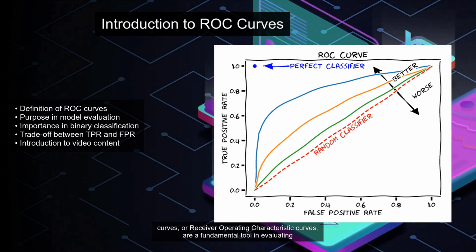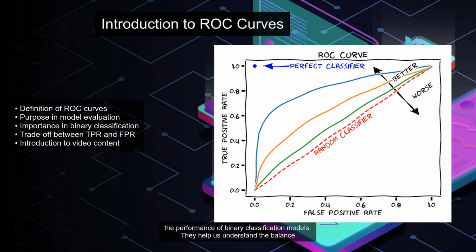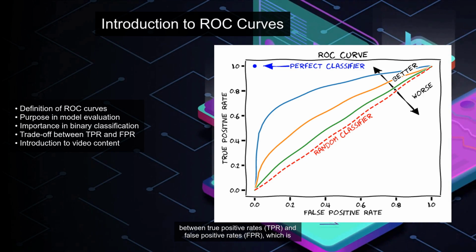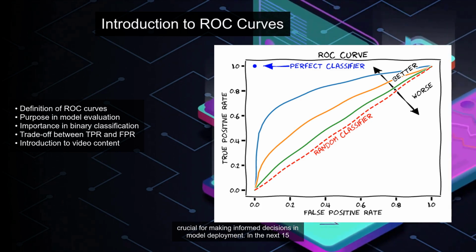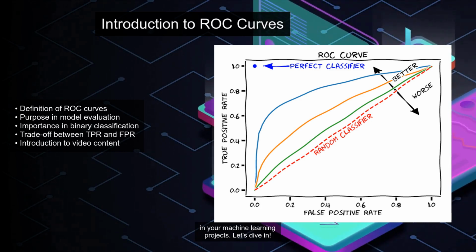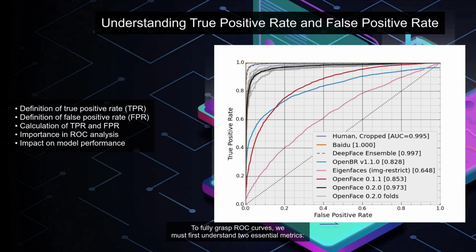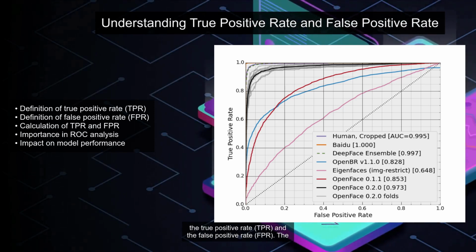ROC curves, or receiver operating characteristic curves, are a fundamental tool in evaluating the performance of binary classification models. They help us understand the balance between true positive rates, TPR, and false positive rates, FPR, which is crucial for making informed decisions in model deployment. In the next 15 minutes, you'll learn how to construct, interpret, and apply ROC curves effectively in your machine learning projects. Let's dive in.